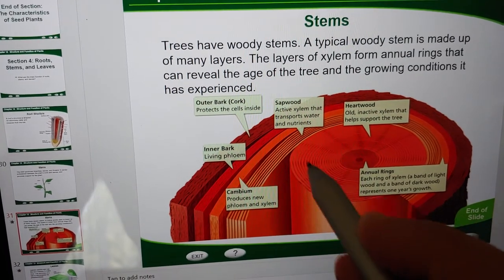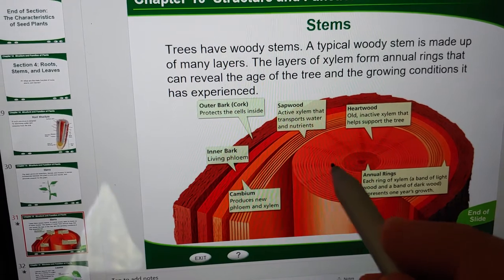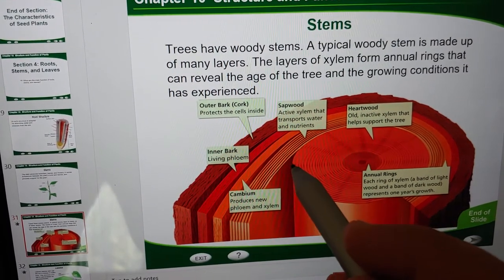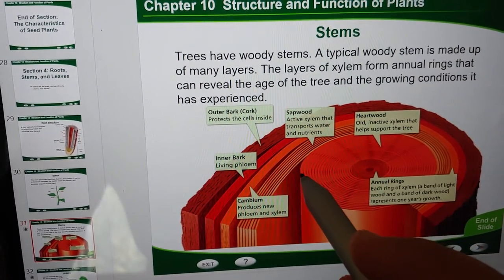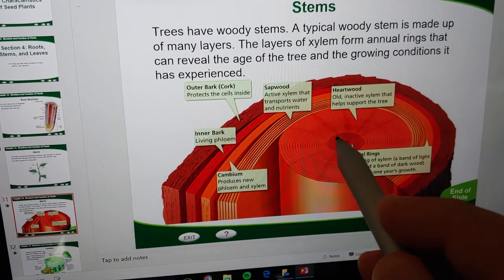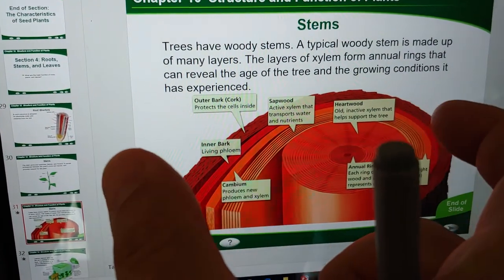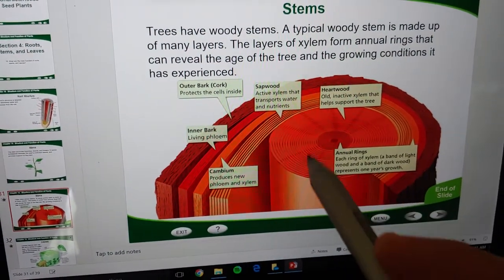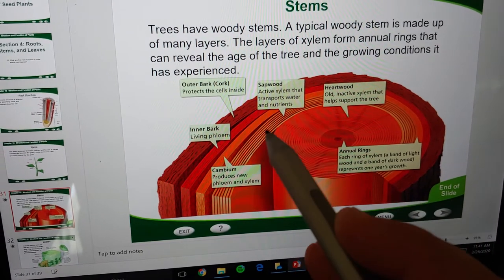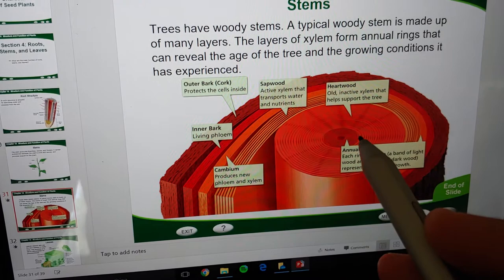Now, what's the point of having them? Well, the main job is that this is what gives the tree its strength. All these layers of unused xylem keep packing it in and packing it in. And obviously, as a tree grows bigger and bigger every year, it grows thicker and thicker. And as a result, we're adding more support. So we call this part where the water is moved sapwood, and this one's called heartwood.